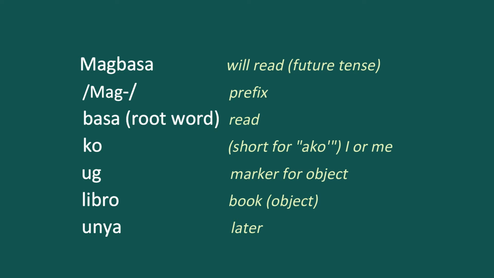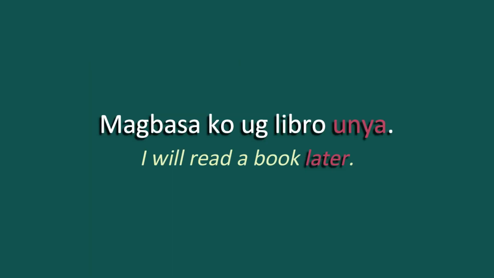Magbasa means will read. It comes from the root word basa, which means read in English, and the prefix used is mag, which is in a future tense. Ko is the short form for ako, and that obviously means I or me. Og is an object marker in the sentence. We have libro, which is the word for book, the object, and unya is the word for later. So when we put that sentence together, we get Magbasa ko og libro unya. I will read a book later.